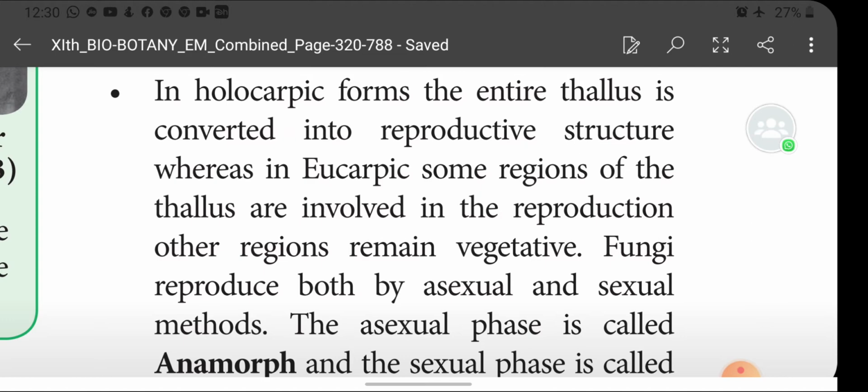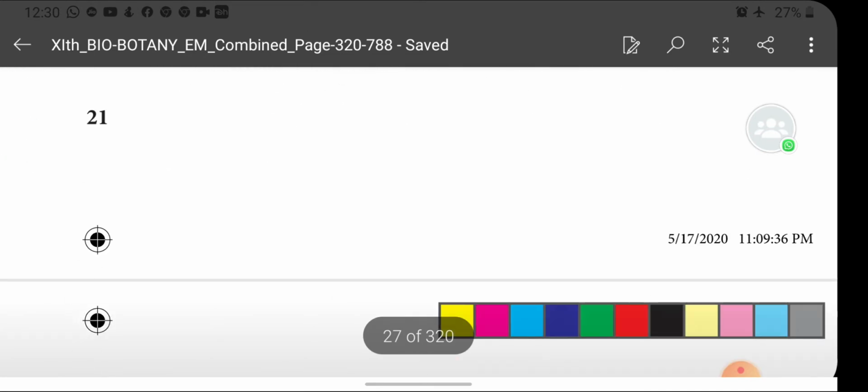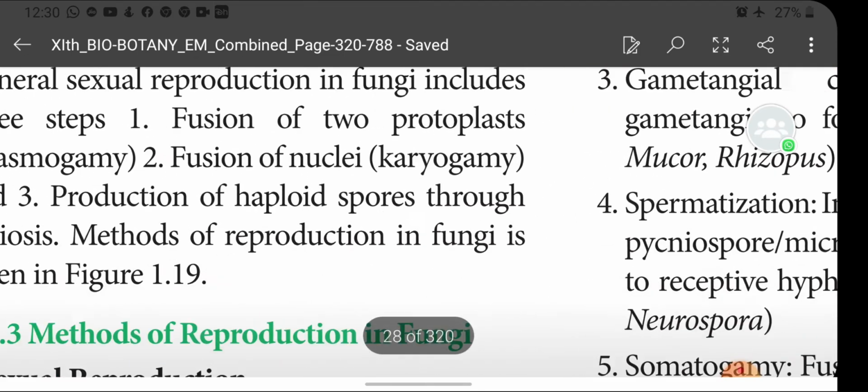Fungi reproduce both by asexual and sexual methods. The asexual phase is called anamorph and the sexual phase is called teleomorph. Fungi having both phases are called holomorph. So if some fungi have two types of reproduction, the asexual phase is called anamorph and the sexual phase is called teleomorph. When a fungus has both asexual and sexual phases, it is called what? Holomorph. These are simple 2 mark questions, children.